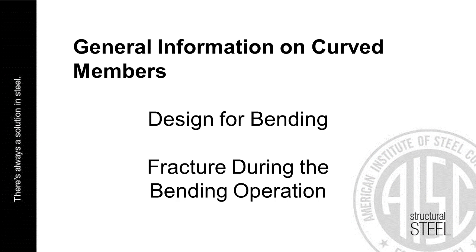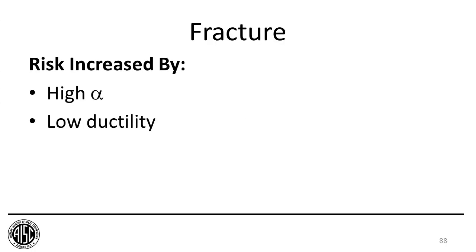All right, fracture during the bending operation. Let's talk about what can potentially happen. Now, most of the time you're not going to be too worried about this because, first of all, fracture is typically not going to happen during the bending operation, especially if you have a low alpha. High alpha increases the risk of fracture or low ductility.